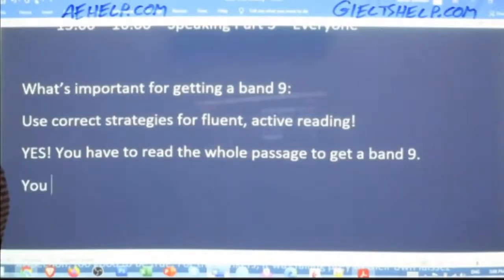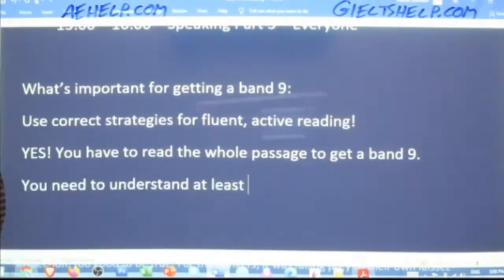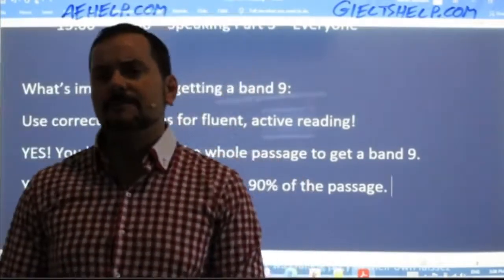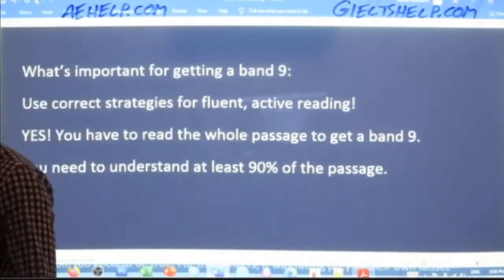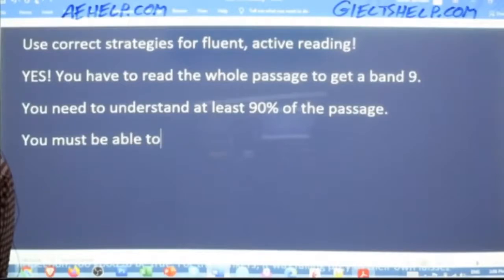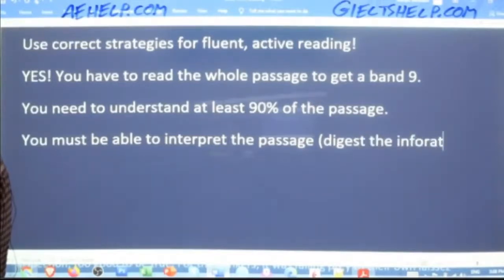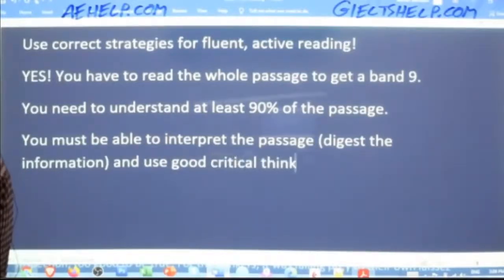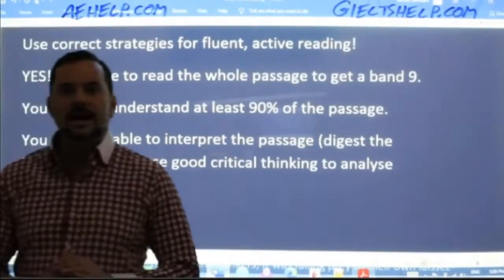And to get a band 9, you need to understand at least 90% of the passage. That is really, really important as well. So you do have to have a lot of understanding of the passage. Those are all important steps. And of course, you must be able to interpret the passage, meaning digest the information, and use good critical thinking to analyze questions. So you have to be good at all of these.